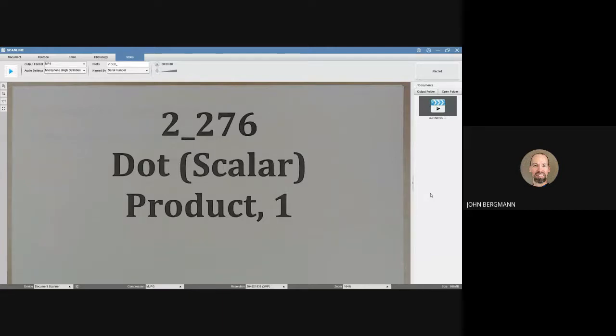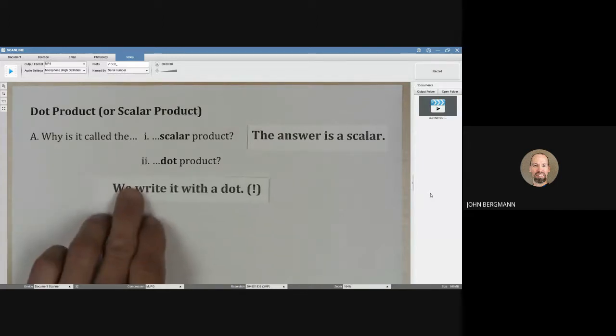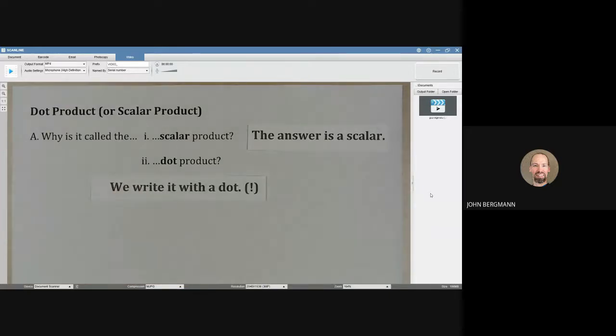This video is on the dot or scalar product. First off, why is it called the scalar product? It's called the scalar product because the answer that we will get is a scalar quantity. And secondly, why is it called the dot product? We write it with a dot.